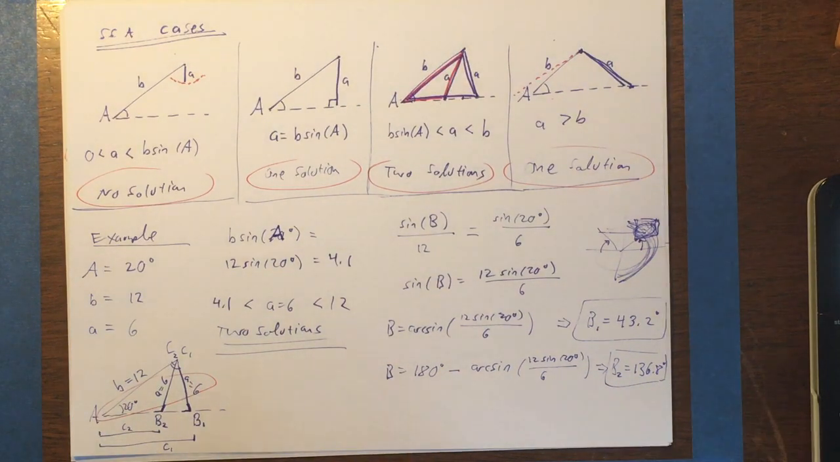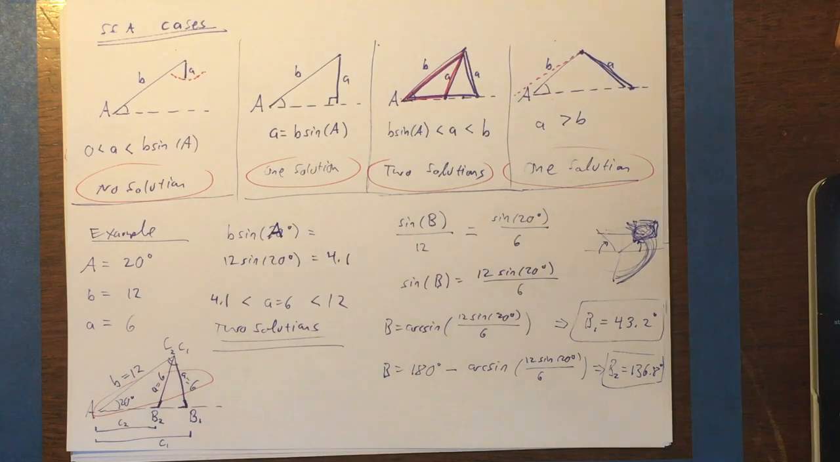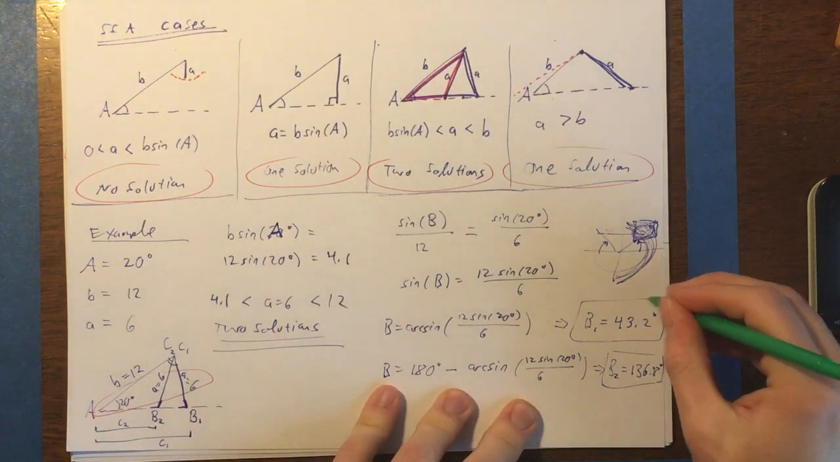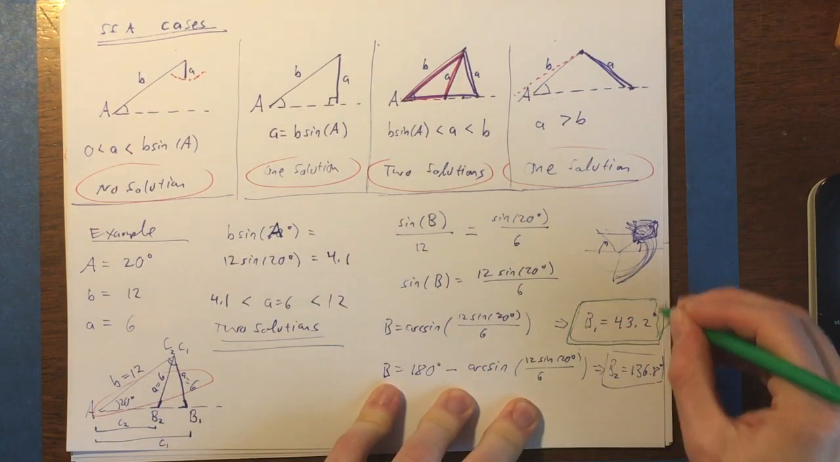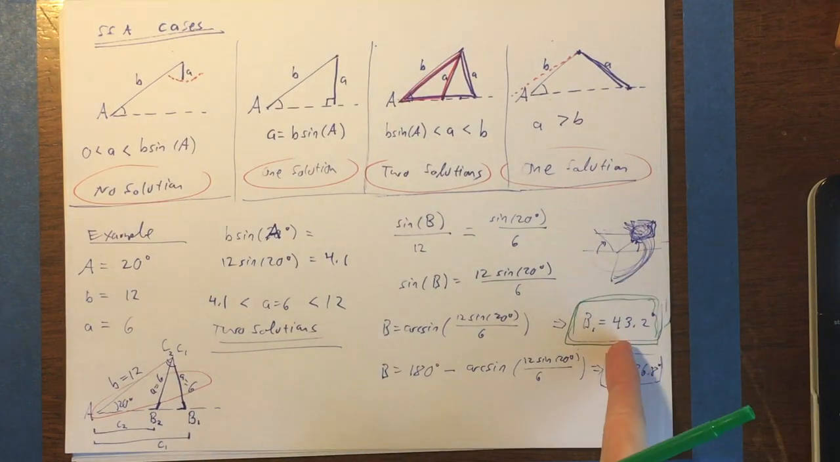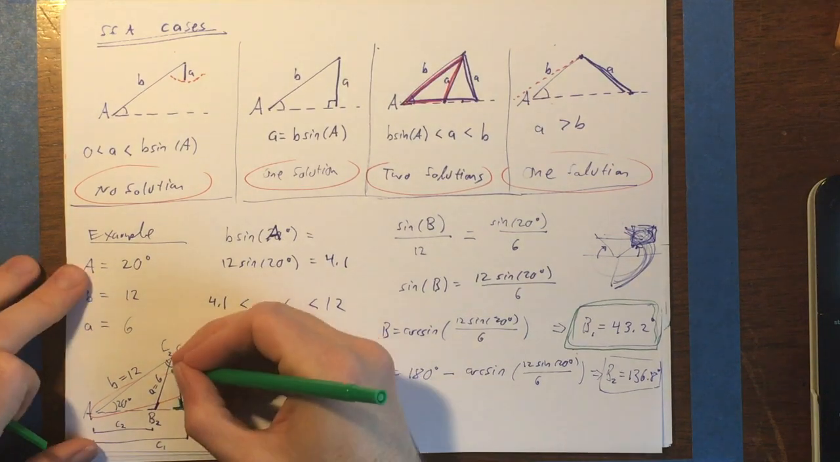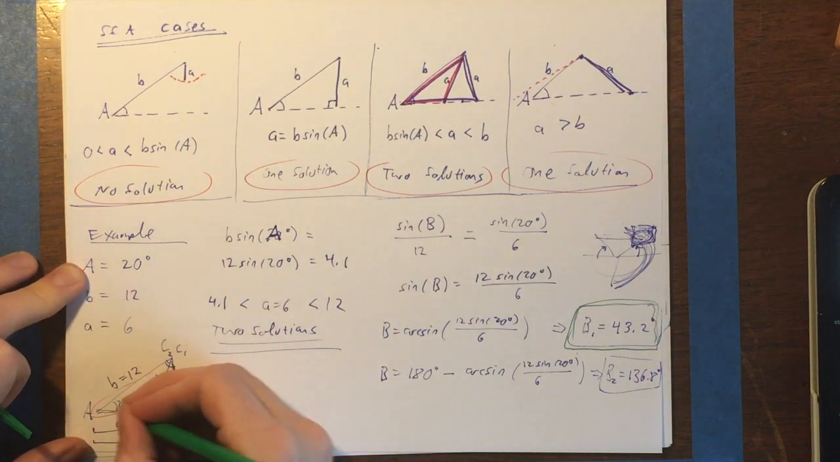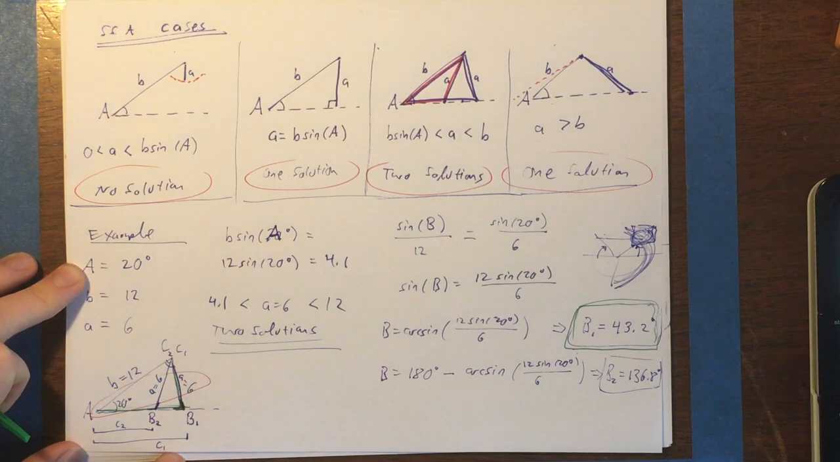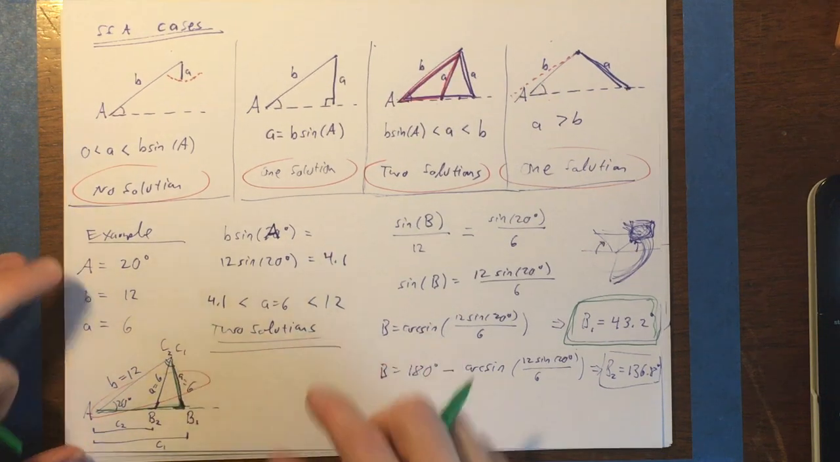Let's color code them. Let me get a green pen here. So let's say B1 here is going to be green. At 43.2, that's the acute angle. So in my picture down here, that's this angle, right? I already labeled it B1 because I knew what was coming here. So I've got that possible angle. That's going to form this triangle, which is the bigger triangle. It's going to give us the larger side C and the larger angle C.